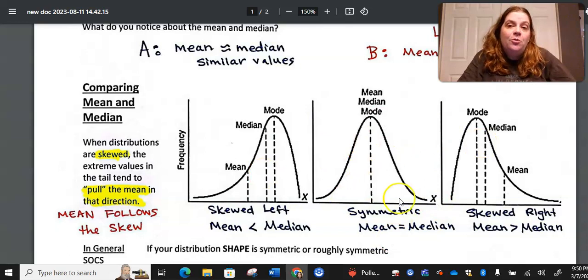And in a situation where you have a perfectly symmetric graph, the mean, median, and mode are pretty much all in the same spot. So in an approximately symmetric graph, usually your mean and median are about in the same place.